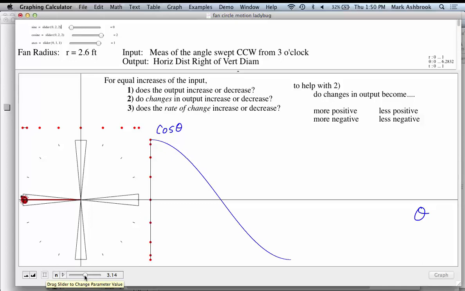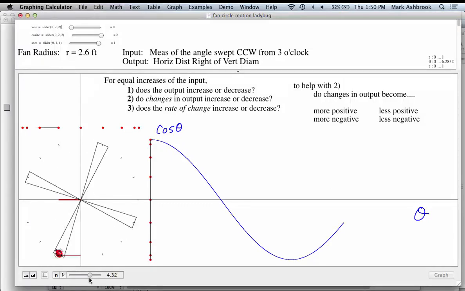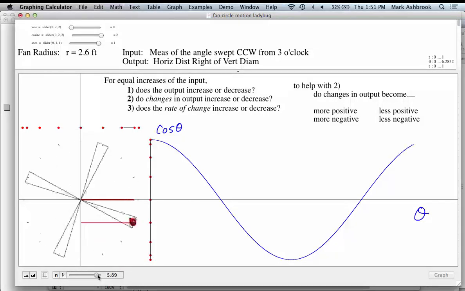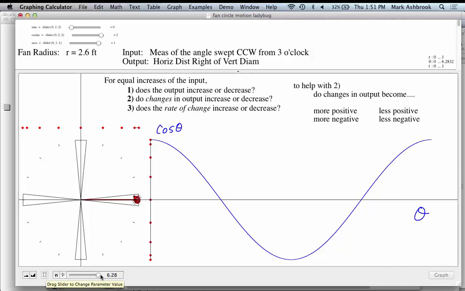Okay, third quadrant. Jonathan. As the angle goes from pi to 3 pi over 2, what does cosine do? From -1 to 0. So now that horizontal distance is back at 0. And then in the fourth quadrant, Alex. Yep, the horizontal distance is 0 here. And then as it returns to the starting position, it's back at 1 radius unit to the right of the vertical diameter. So this is one cycle of cosine.